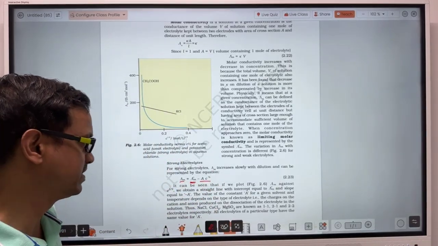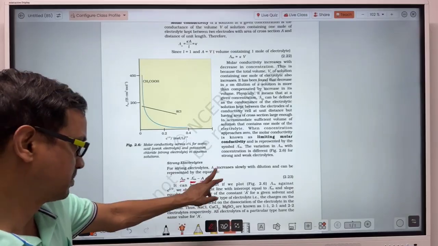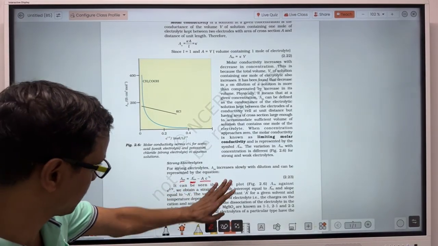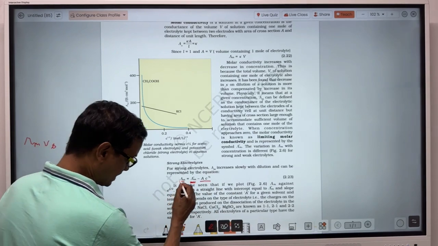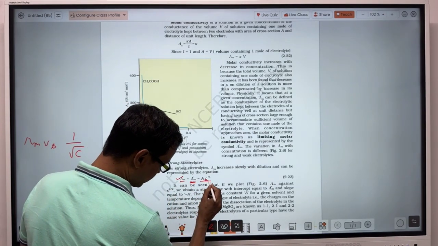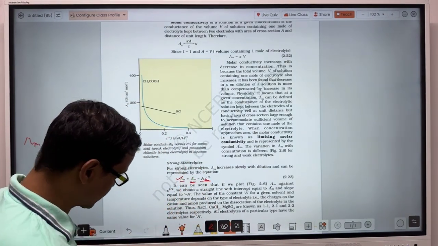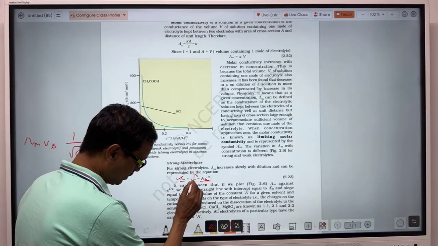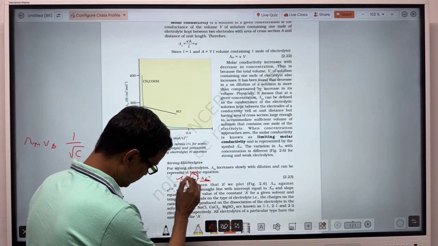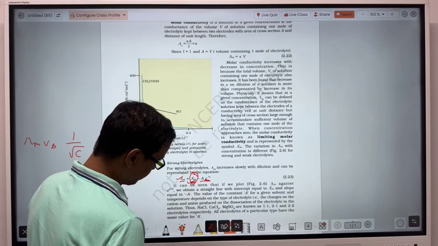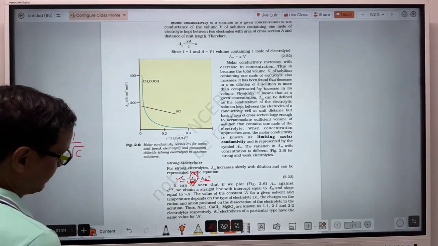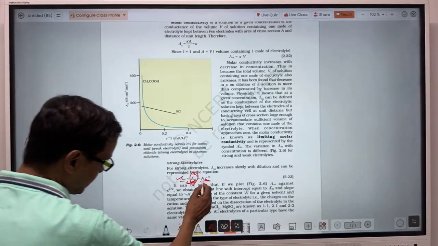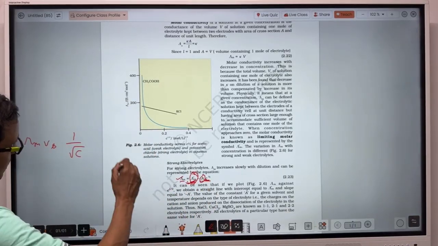C to the power half means root c. So lambda m equals lambda degree m minus a root c. So for this graph of lambda m versus under root c, that will be a straight line, and here that will be a decreasing graph, and lambda degree m will be the maximum value, so lambda degree m will be the intercept, and a will be the slope.